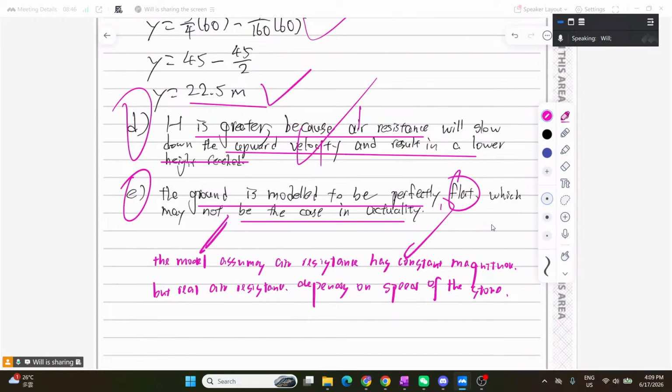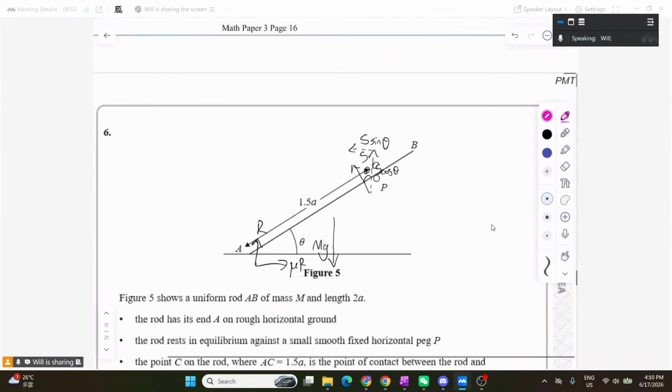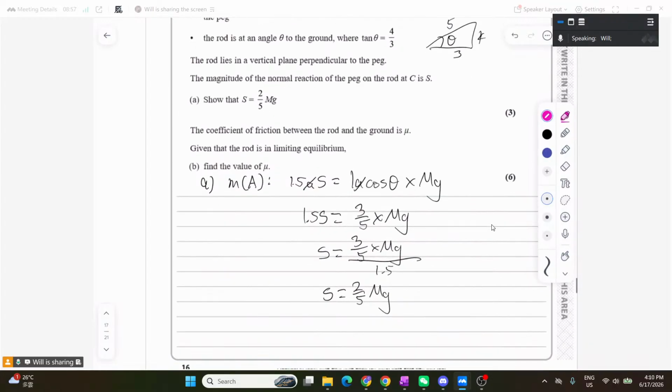Okay, no problem. The answer is more complex. And question 6 is about showing the uniform, part A. This is the uniform rod AB, where the mass is M.